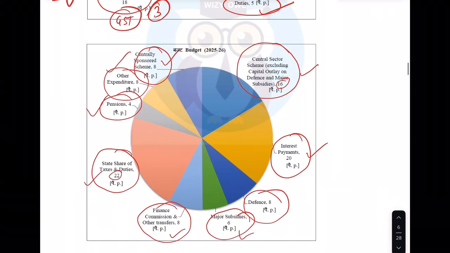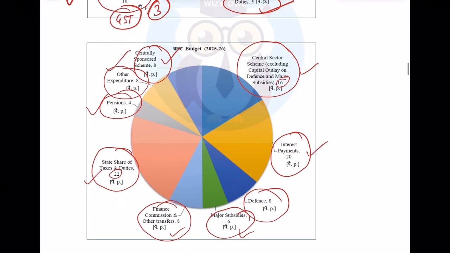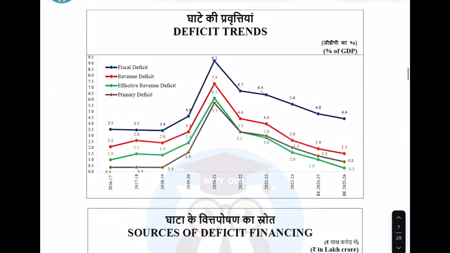And similarly here interest payment is 20, means 20%. Then similarly how much share is going to the states is 22. Then pension is 4%, defense 8, major subsidy is 6. This much will be important.